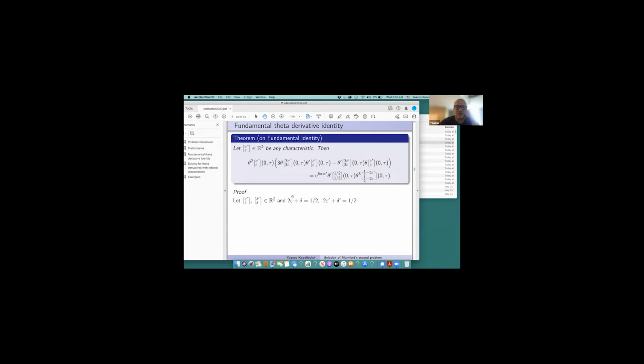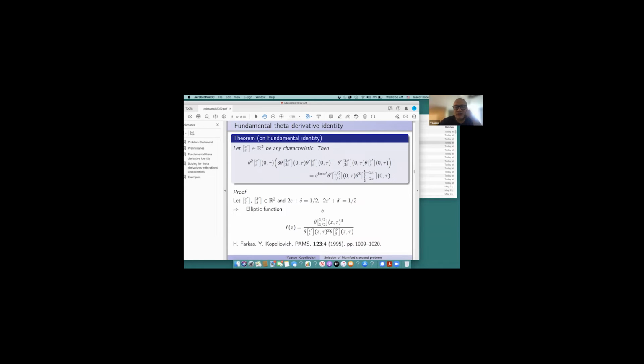So you basically look at epsilon prime and delta prime, any characteristics. They do not need to be rational, right? And you have this requirement that 2 epsilon plus delta equals half and 2 epsilon prime plus delta prime equals half. It's a very strange requirement, and I'm going to explain in a moment why we have it.